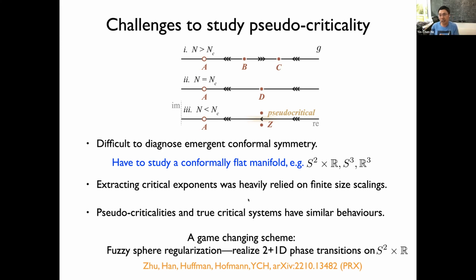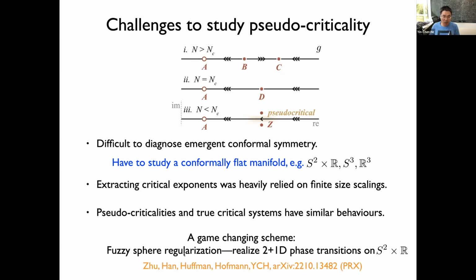For deconfined criticality, there were already some abnormal finite size scaling behaviors observed. So that makes extracting critical exponents pretty tricky. And the pseudo-critical points and the true critical points have very similar behaviors. So if you just measure numbers regarding the critical properties, it's very hard to distinguish those two systems.